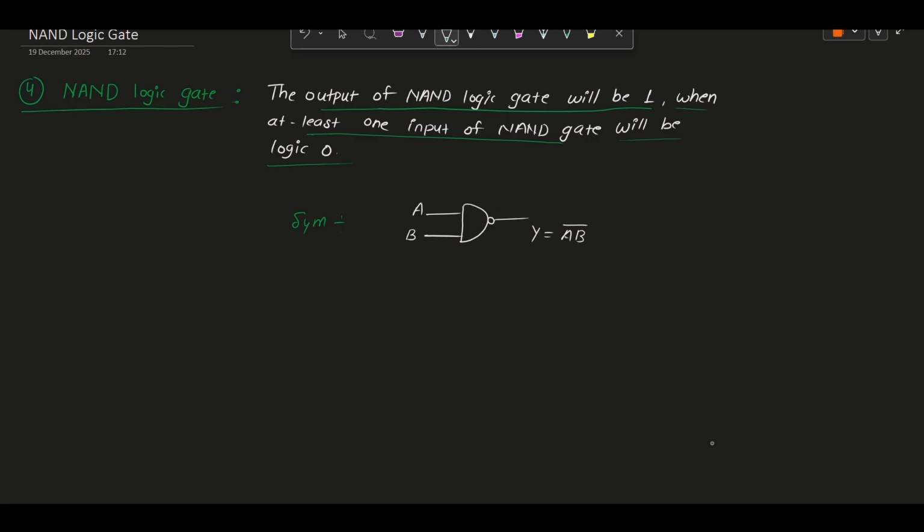This bubble sign is nothing but a representation of a NOT gate, because we are simply inverting the functionality of the AND logic gate to make it a NAND gate. Now let's draw the truth table of the NAND gate.